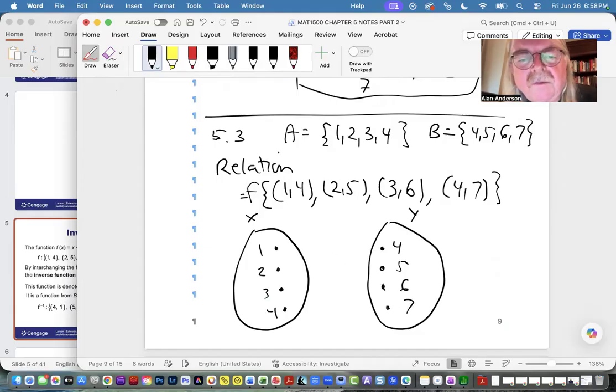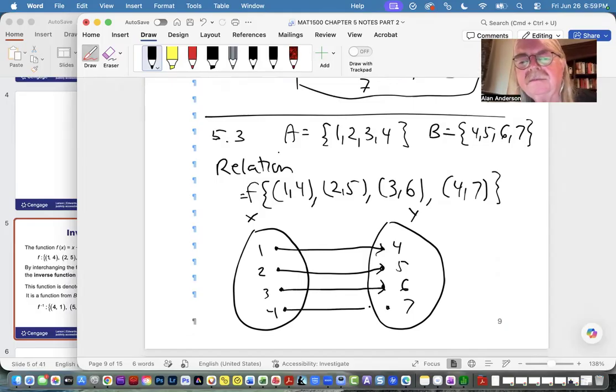And we can show what X's are associated with what Y's. You notice how the first ordered pair is 1, 4. That means that X equals 1 is associated with Y equals 4. The second ordered pair is 2, 5, which means X equals 2 is associated with Y equals 5. And then similarly with the others, we have 3, 6, and 4, 7.